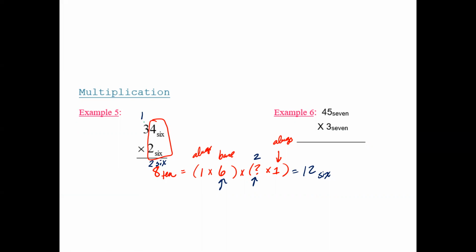So now I'm going to go ahead and multiply this way. Okay? 3 times 2 is 6 tens. And if I go ahead and do that, it's 1 times the base of 6. And then what times 1 gives me a 6? Well, it's just going to be 1.